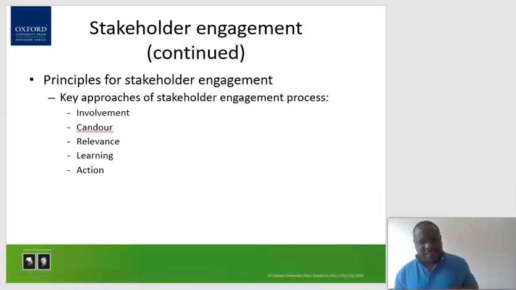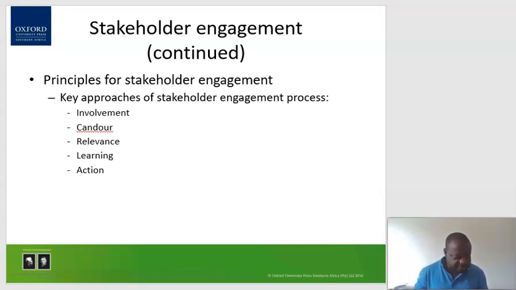Then also important are the principles of engagement. Because some people think it's a process that you can just do haphazardly. But there are 5 key principles of engagement. One being that you should try by all means to encourage and welcome parties that may have something of value. So involvement: you must try as much as possible to engage everyone.